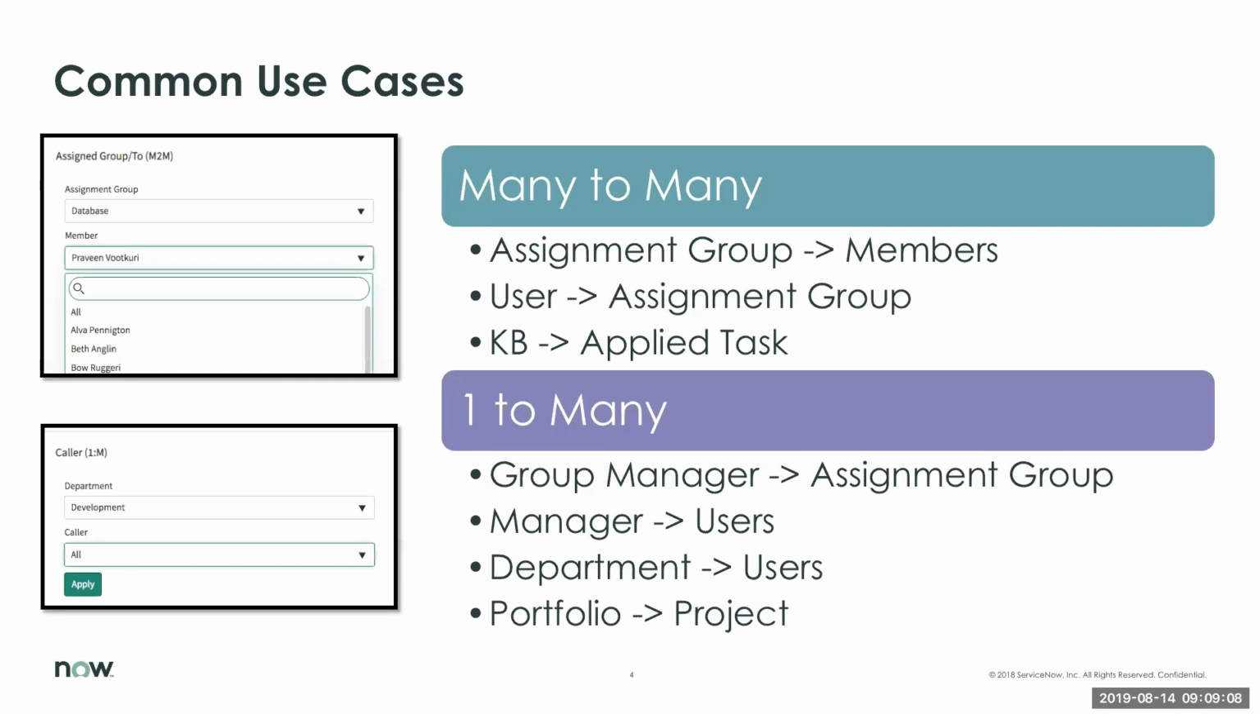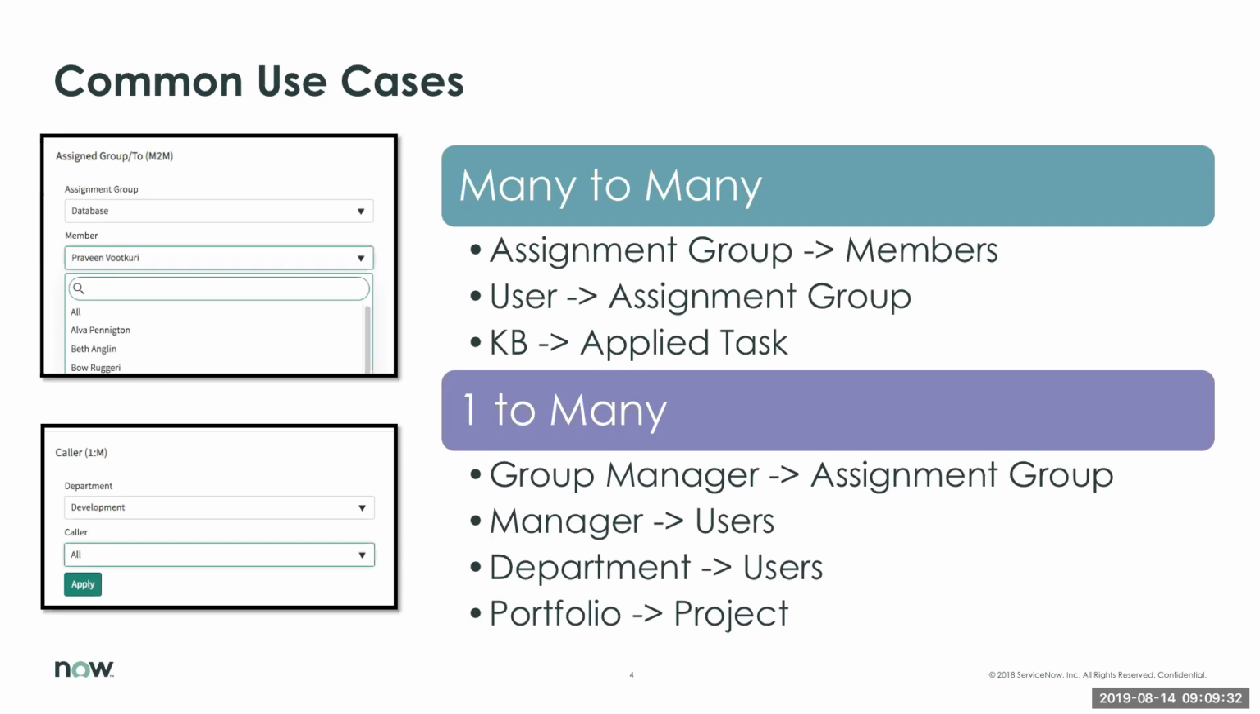It also works the other way. I can pick a user and show me the assignment groups the user is in. These are using many-to-many tables, and we'll talk about how that's configured. I can also do things like show me all the KBs that are applied to a task, which KBs are being used. I want to see the incidents that have this KB. So I pick the KB and then I pick the task.